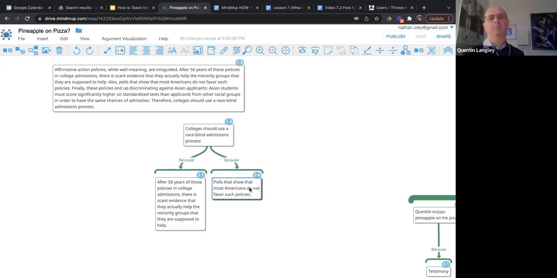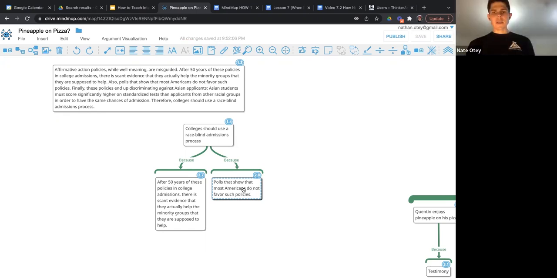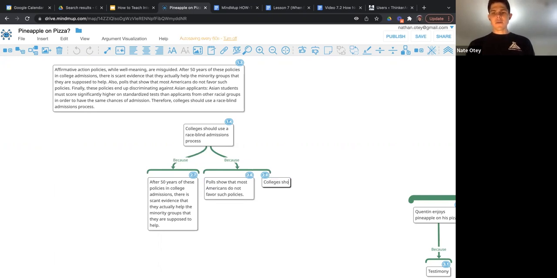Sure. Yeah. So, right. Let's just take it for granted that the polls, in fact, show this, since that's baked into the claim here. I guess it's a typo. Yeah, polls show, right? But the hidden assumption is something like, colleges should make policy based on what the majority of Americans think, right?